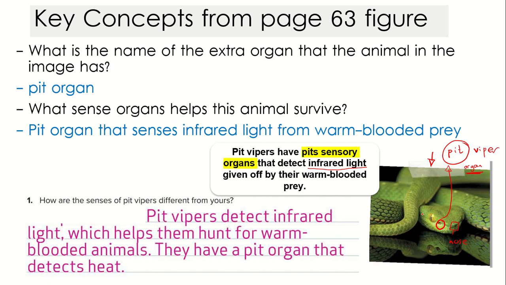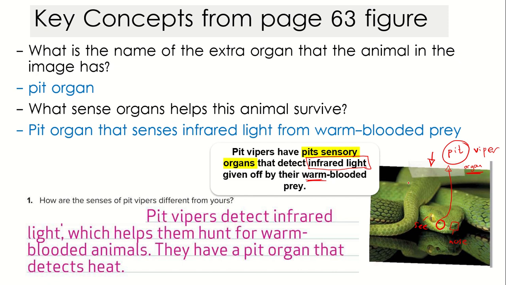So just like we use our eyes to detect light, we use it to see, this snake has an extra organ that helps it to see infrared light. This is light that our eyes cannot see. It comes from something that is warm. So this snake can see the heat from their body. It can see when something is warm. And this is how it can find its prey. So this animal, again, uses the pit organ to see.